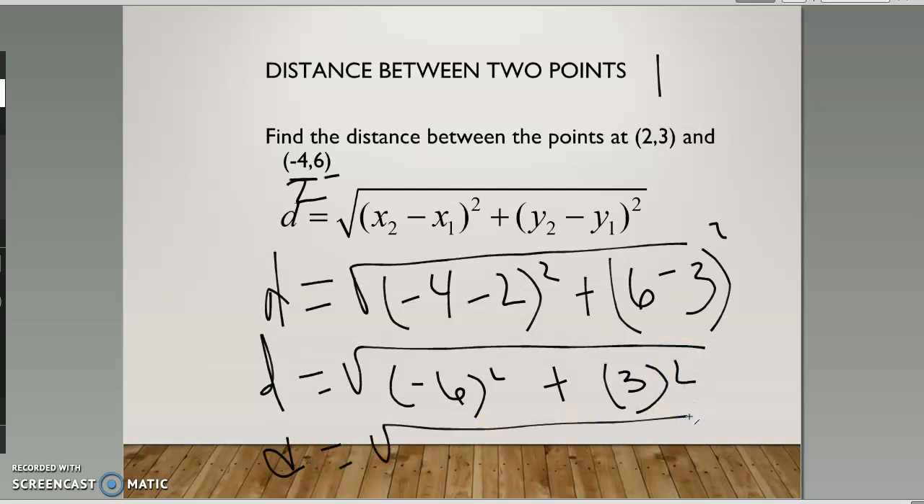Again, we're following the order of operations. Negative 6 squared is 36 plus 3 squared is 9. So 36 plus 9 is 45. So D is equal to the square root of 45. Put that in my calculator and evaluate that even further, in decimal form. So the square root of 45 is 6.7.